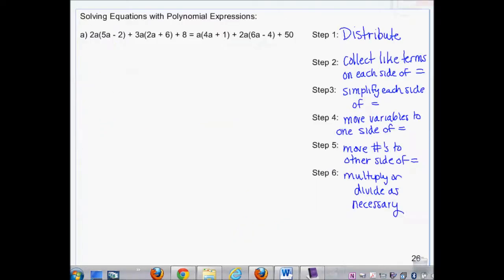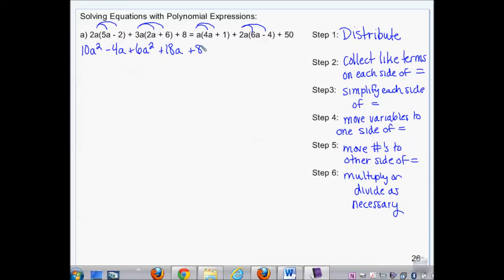Any problem where you see things sitting right next to parentheses, the very first step is always going to be to distribute. Always. So we're going to distribute here, here, here, and here. So 2a times 5a is 10a squared. 2a times negative 2 is negative 4a. 3a times 2a is 6a squared. 3a times 6 is 18a, and then there's that plus 8.